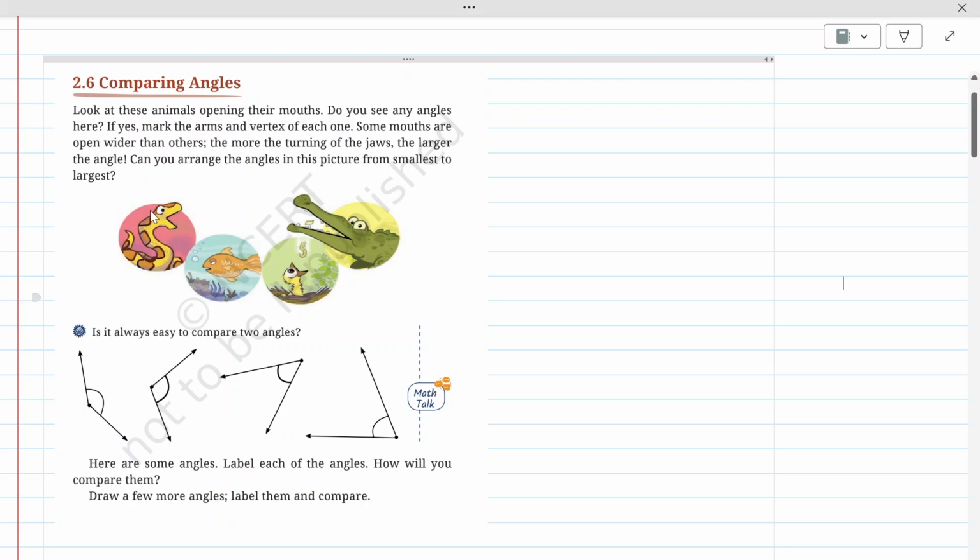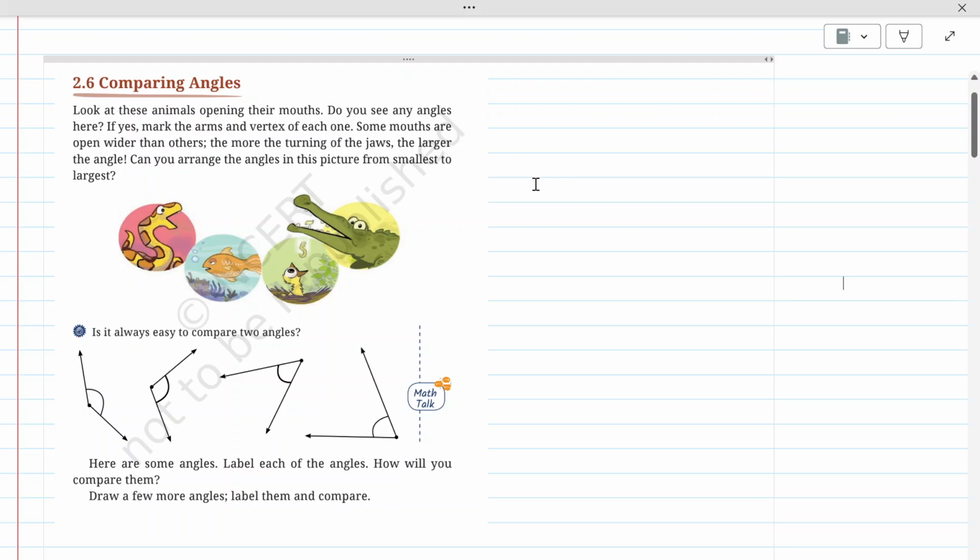Look at these animals opening their mouth. Do you see any angles here? If yes, mark the arms and vertex of each one. Some mouths are open wider than others. The more the turning of the jaws, the larger the angle. Can you arrange the angles in this picture from smallest to largest?